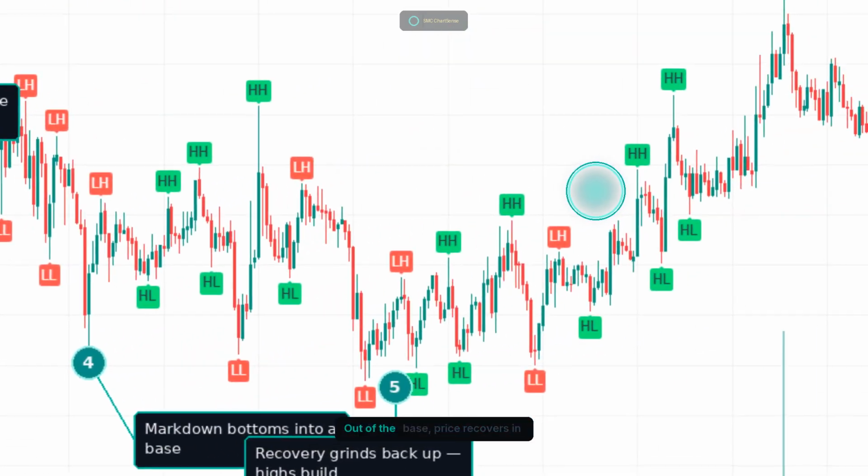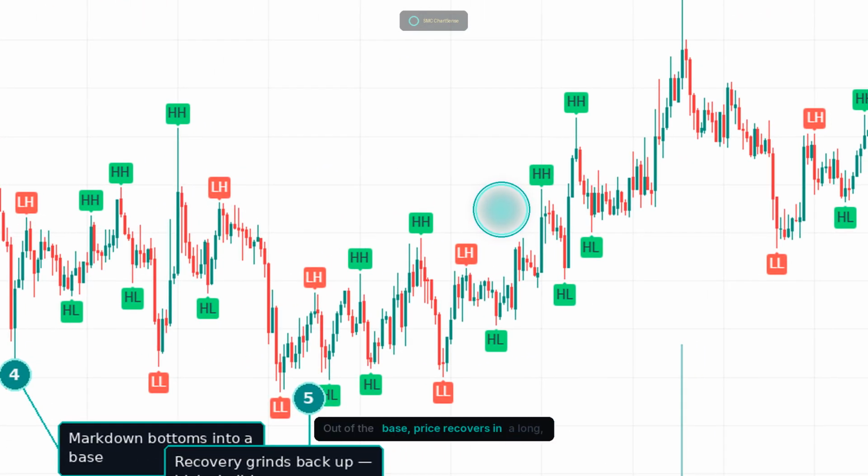Out of the base, price recovers in a long, choppy grind, higher highs and higher lows climbing back toward the order block. As it climbs, it leaves a series of swing highs behind it. Each one is a level where breakout orders sit and where short sellers place protective stops. A recovery that grinds higher in steps leaves an obvious shelf, and above the most recent high sits a pool of resting orders.